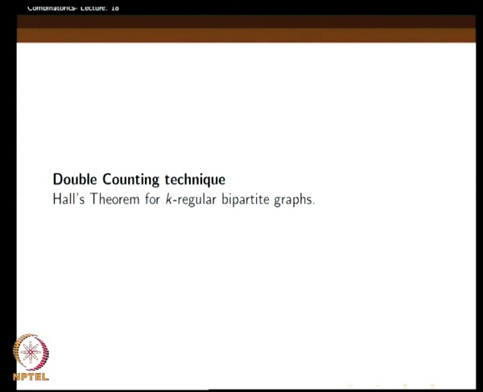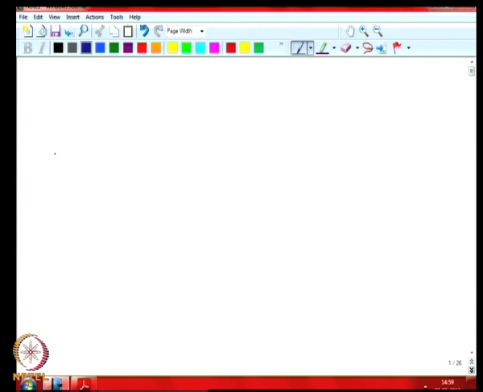In the last class, we were considering Hall's theorem. We were doing it as part of considering several examples of the double counting technique, counting in two different ways, comparing, and then inferring something from that. Hall's theorem is in itself an important theorem. It is about the system of distinct representatives.